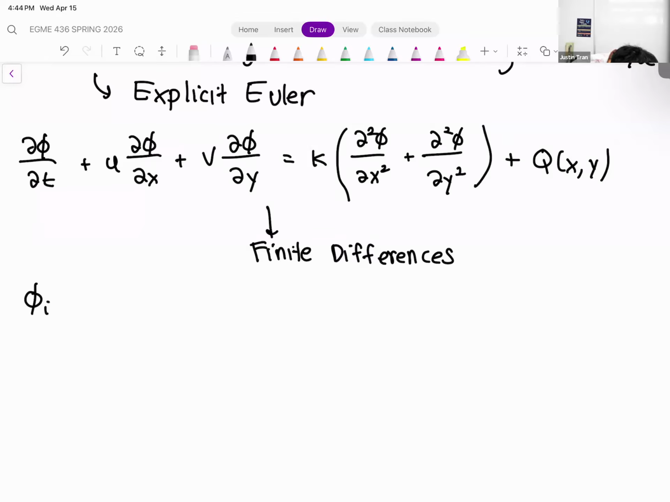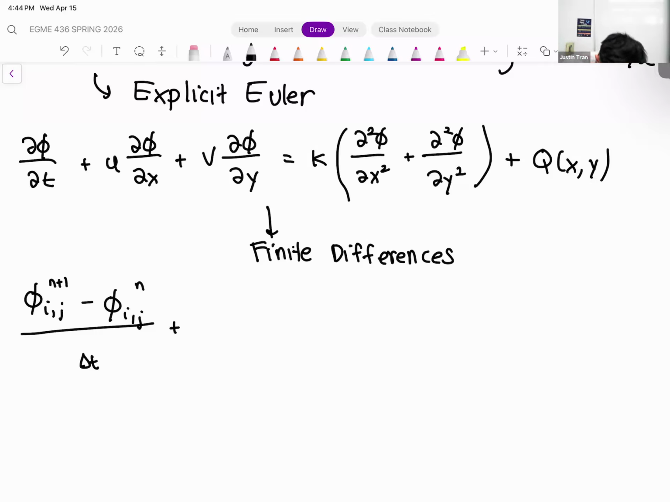So that's going to be phi i comma j minus phi i comma j. First term here is n plus 1, second term here is at n. We're going to divide by delta t. So that's our finite difference approximation for the time derivative.